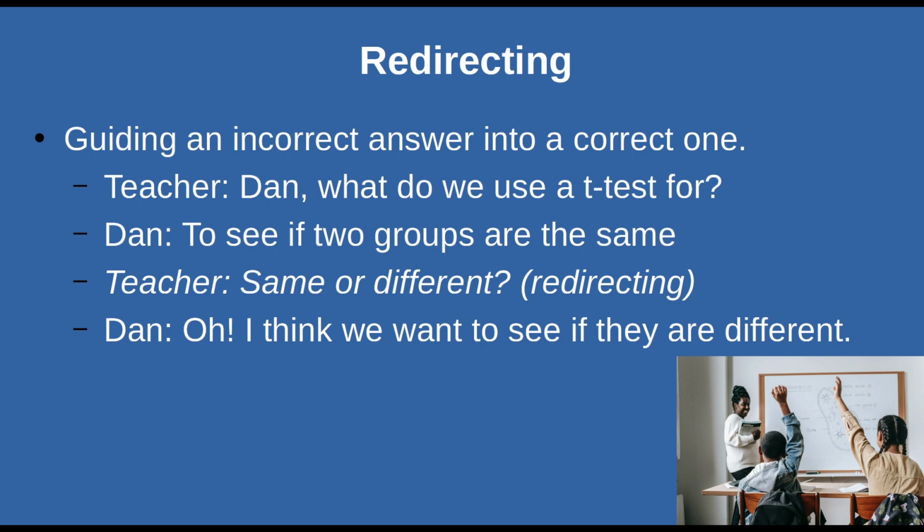So the teacher says, "Same or different?" In other words, are you sure that a t-test tests whether the two groups are the same or whether the two groups are different? It makes a difference, no pun intended. And then Dan says, "Oh, I think we want to see if they are different." Without going into details, you assume there is no difference and you're trying to uncover something else when you're doing a statistical t-test. You're trying to see if there might be a difference, and what the probability of that is. The teacher was able to guide Dan to see how they might have been looking at this the wrong way.